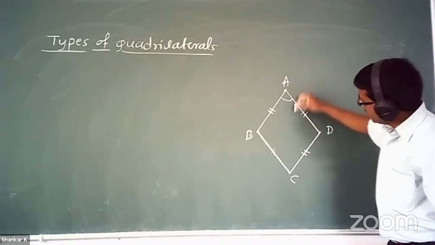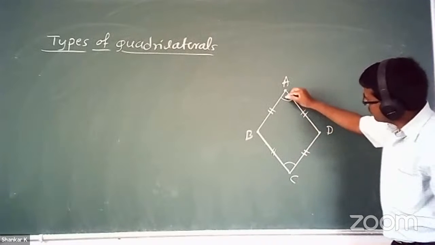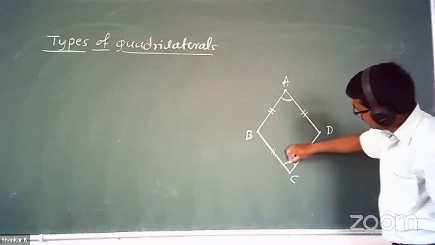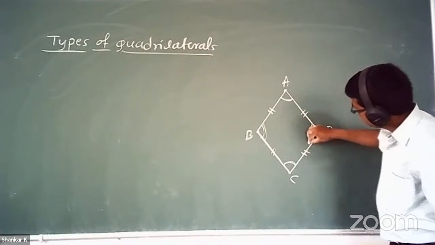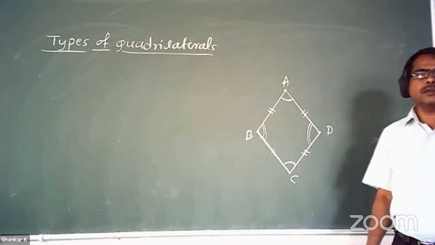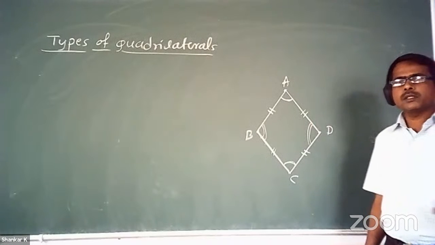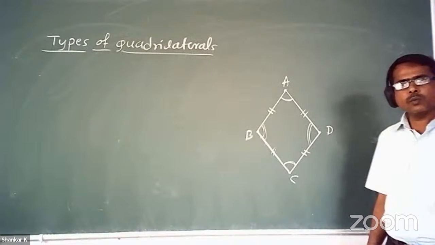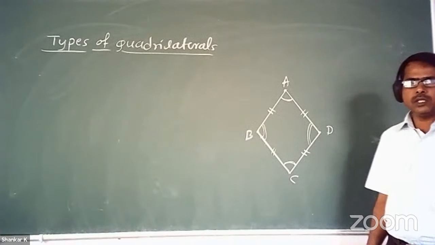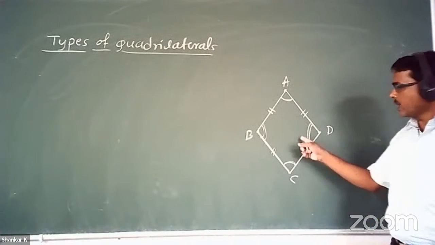Then opposite angles are equal. These two angles are equal, and these two are equal. That is a rhombus. What is a rhombus? A rhombus is a quadrilateral in which all sides are equal and opposite angles are equal. Is it a parallelogram?